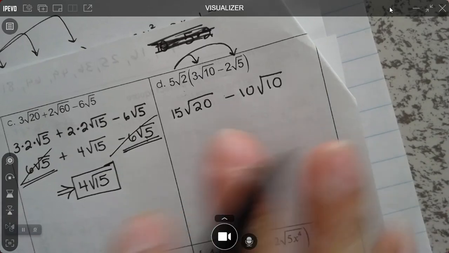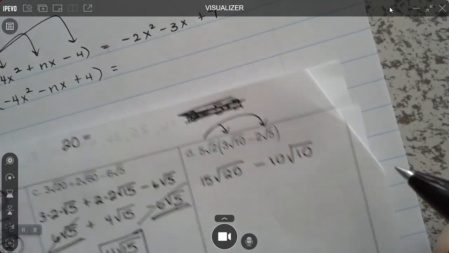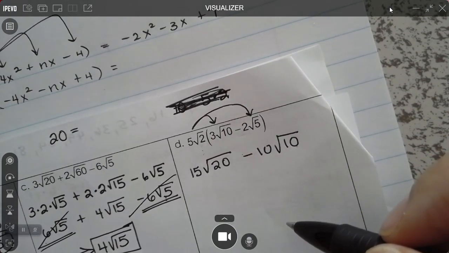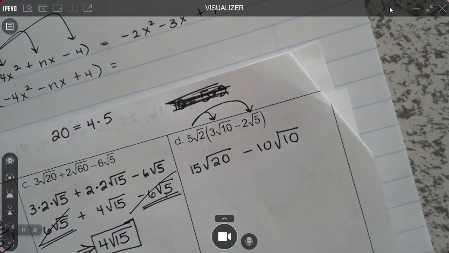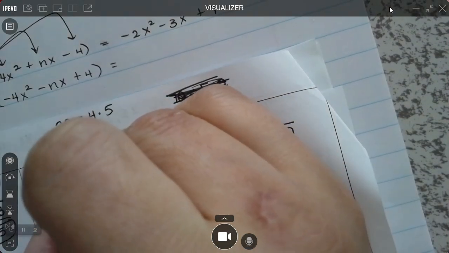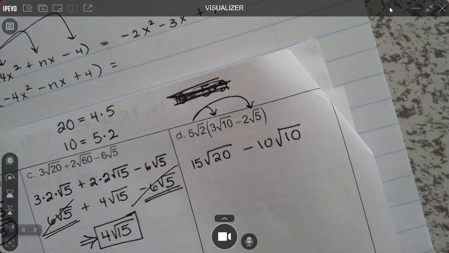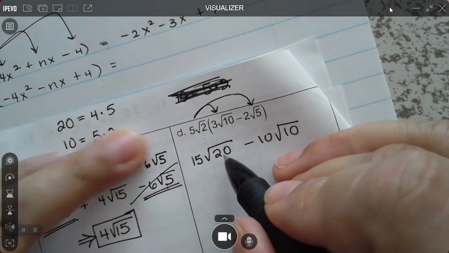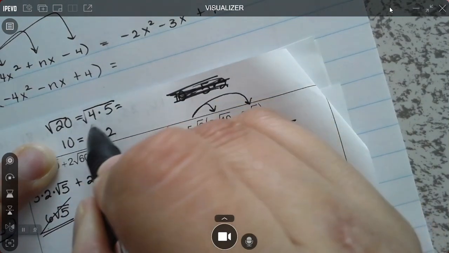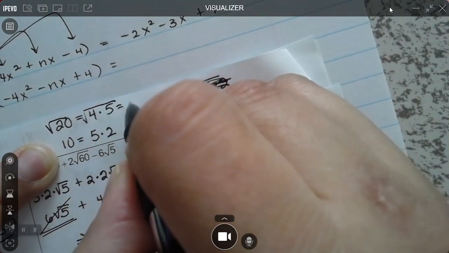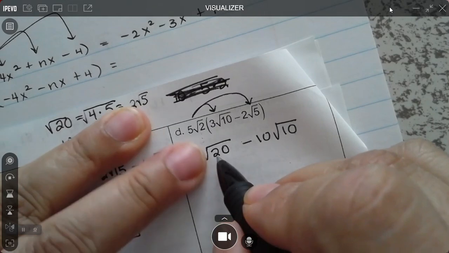Can we simplify these? Let's think about factors. 20. What two numbers multiply to 20? 5 times 5 is not 20. Yes, 4 times 5, and 4 is a perfect square, right? What about 10? Can we break down 10? 5 and 2, are these perfect squares? No. Okay. So radical 20 is going to become this. And the square root of 4 is just 2 radical 5. The radical 20 becomes 2 radical 5. The 15 is already there, okay?